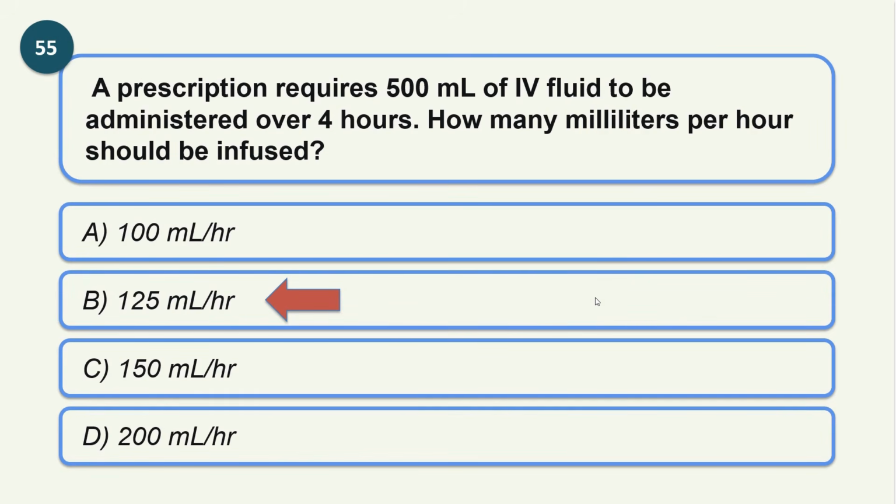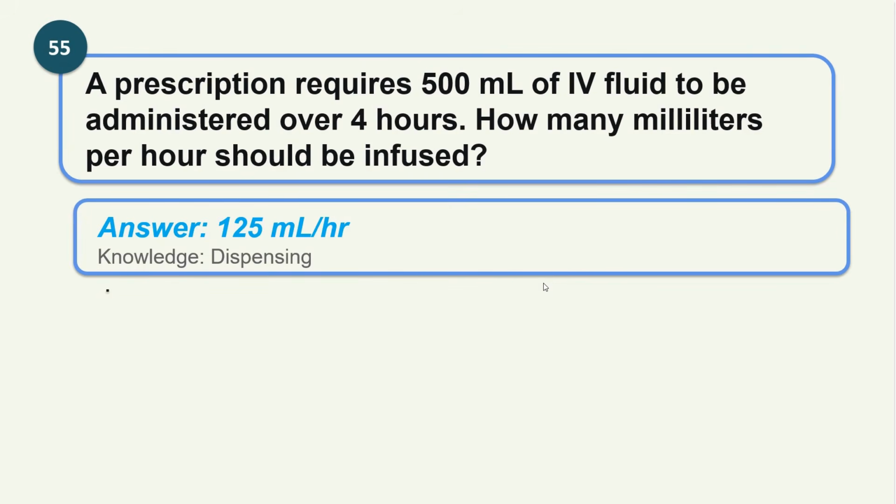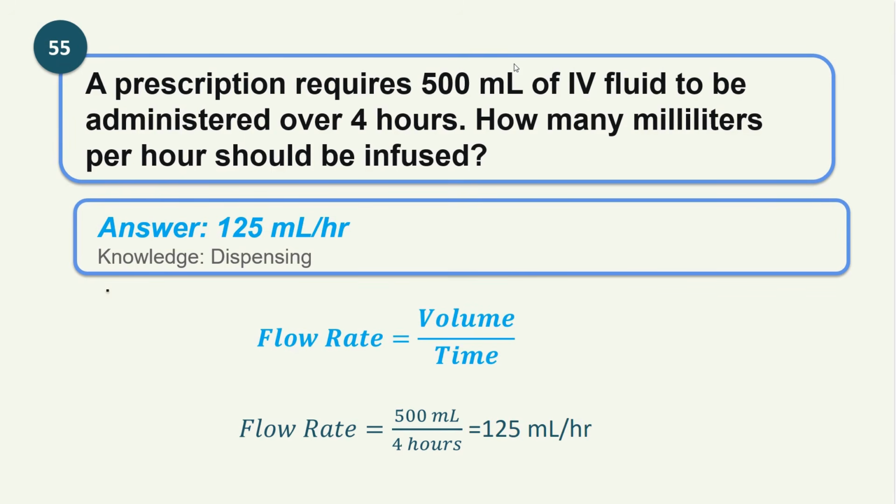Let's solve how we get that one. This can be solved by using the flow rate formula. Flow rate formula is volume by time. So here volume is 500 milliliters and time is 4 hours. So 500 by 4 gives you 125 mL per hour. So that's your correct answer.